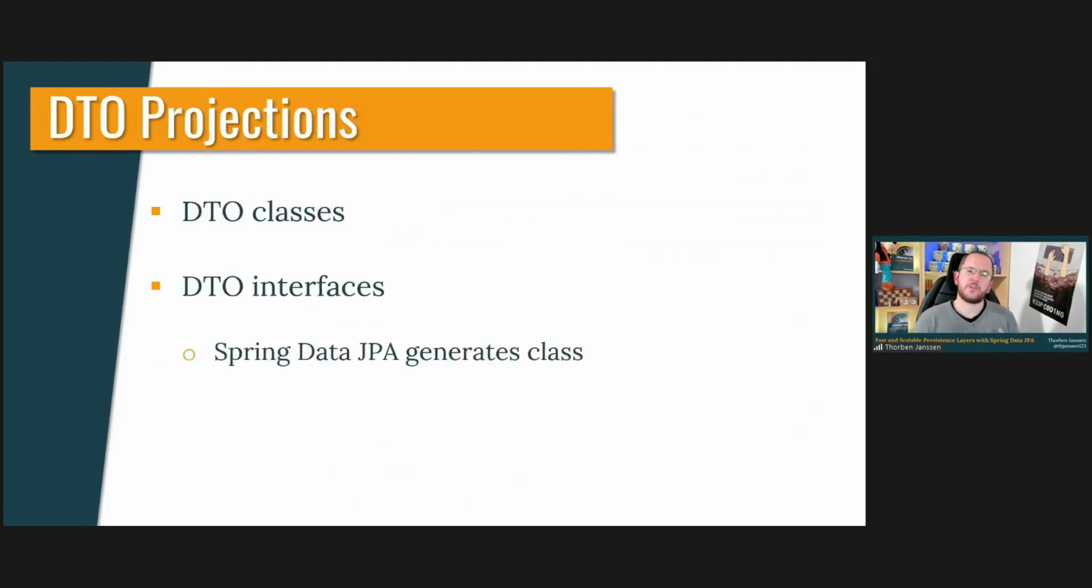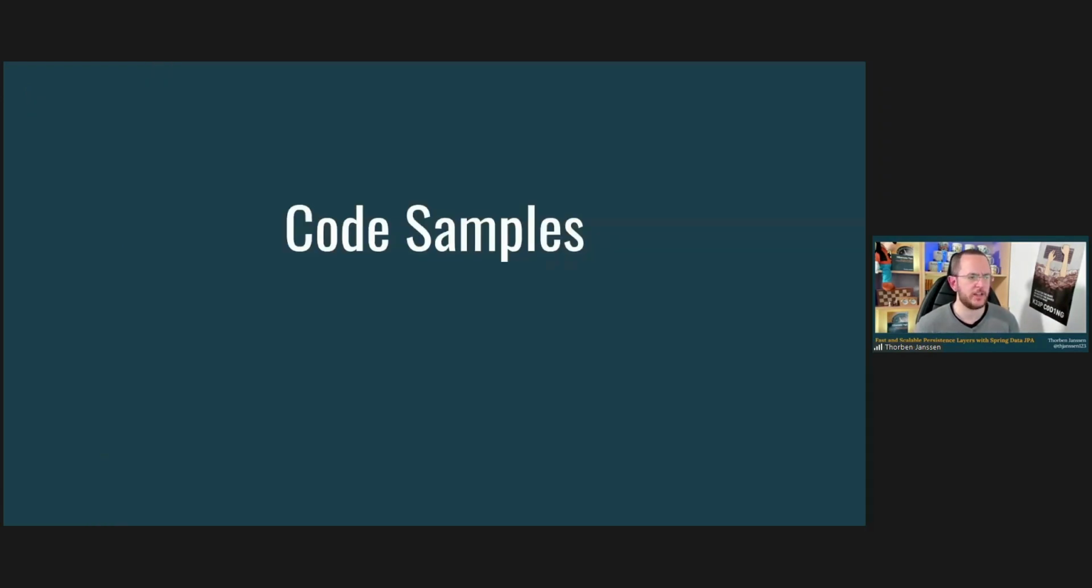And if you're just using plain JPA, then you would only be able to use DTO classes. There, and we will do that in a few seconds, you need to implement a class with a constructor and getter and setter methods and everything. And well, your persistence provider could instantiate objects of that class for your query result. Spring Data JPA makes that a little easier. You just need to define an interface. And Spring Data JPA will then generate a class based on that interface definition. So let's give that a try.